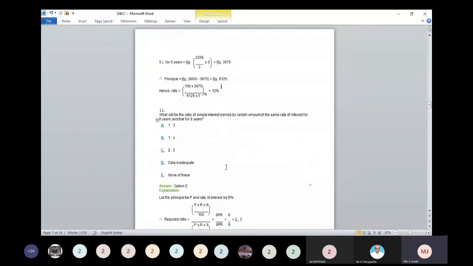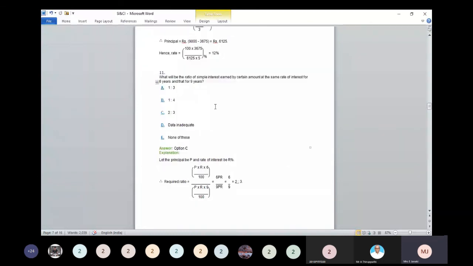Next problem. What will be the ratio of the simple interest earned on a certain amount at the same rate of interest for 6 years and that for 9 years? Now in this problem you have to calculate the ratio of the simple interest. To calculate this we don't have a formula, and we don't know the principal amount and the rate of interest. Only 6 years and 9 years are given.